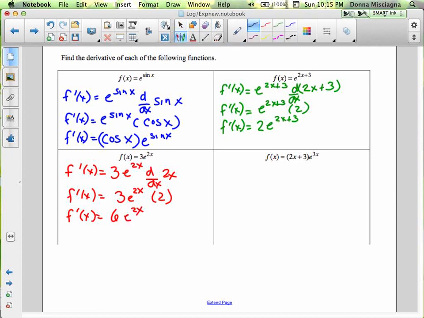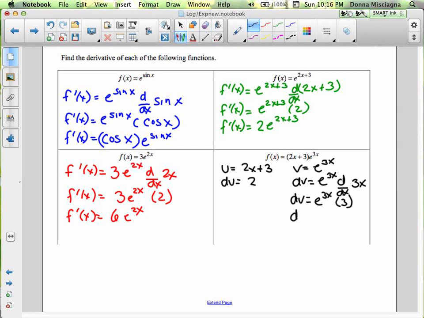And now the last one here. Now we have a product rule. Right? With a teeny little chain. All right, so u is 2x plus 3. And v is e to the 3x. Derivative of 2x plus 3 is 2. The derivative of v is going to be e to the 3x times the derivative of the 3x. So that's going to be our exact copy, e to the 3x. The derivative of 3x is 3, and let's move the 3 in front. So 3e to the 3x.